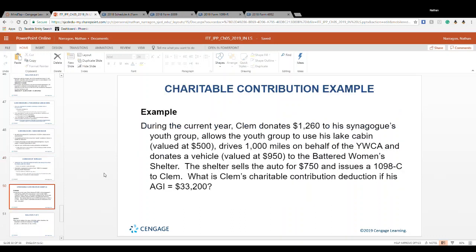Alright, so charitable contributions. Example: during the current year, Clem donates $1,260 to his synagogue youth group. Allows the youth group to use his lake cabin, valued at $500. Drives 1,000 miles on behalf of the YWCA. And donates a vehicle valued at $950 to the Bower Women's Shelter. The shelter sells the auto for $750 and issues the 1098-C to Clem. What is Clem's charitable contribution deduction?